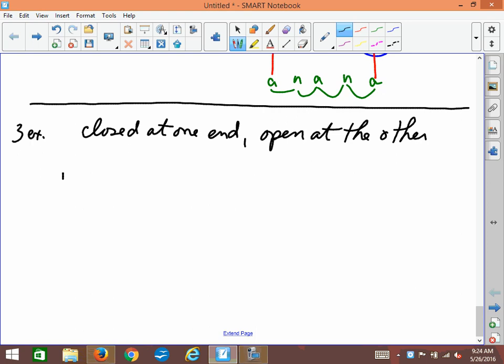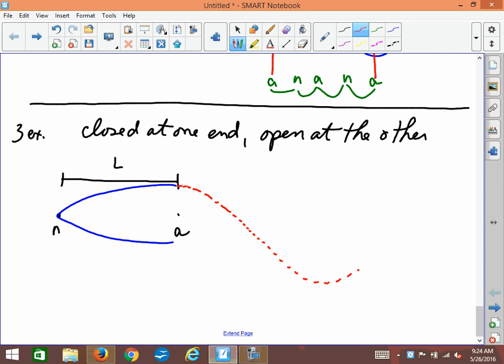Well, let's think about that. Here's my string, L. If I'm closed at the start, I need a node here. But open at the end means you have an antinode at the end of the string. The simplest situation is a vibration that looks like this, and it would bounce back on itself. How much of a wave is that? I could continue this way and finish it up like this, and you can see what I'm getting here. It looks like half of a loop, or a half of a half, or a quarter of a wavelength.